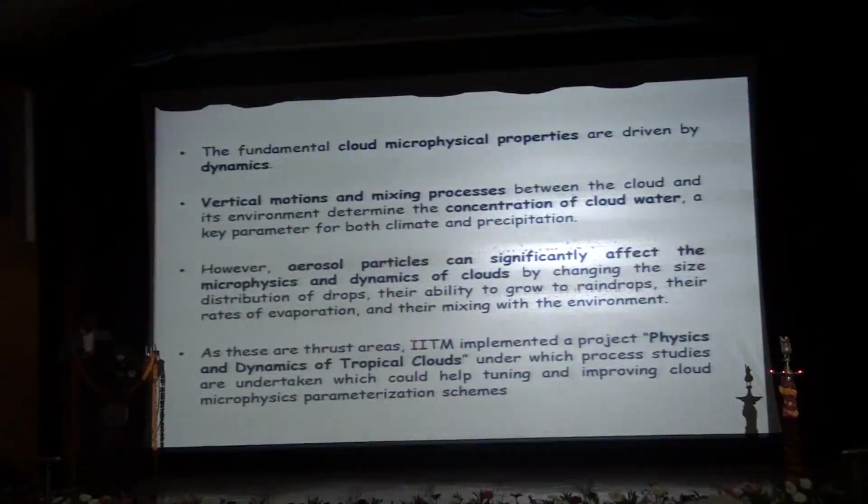The fundamental cloud microphysical properties are driven by dynamics, and the vertical motions and mixing processes between the cloud and environment determine the concentration of cloud water, which is a key parameter for both climate and precipitation. However, aerosol particles can significantly affect the microphysics and dynamics by changing the size distribution of drops, their ability to grow to raindrops, their rates of evaporation, and their mixing with the environment. As these are thrust areas, IITM implemented a focused project called Physics and Dynamics of Tropical Clouds, under which process studies are undertaken, which could help tune and improve the cloud microphysics parameterization schemes.